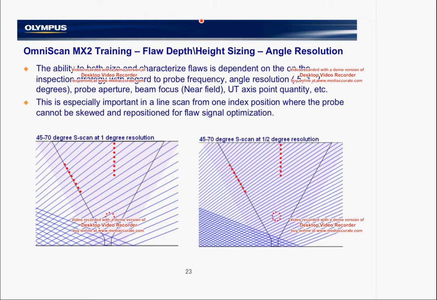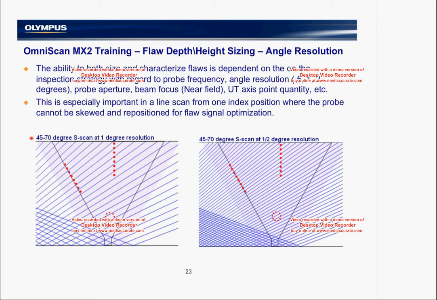Moving into depth and height sizing, this is directly related to the angle resolution. Our ability to define the top and the bottom of the flaw is directly related to the number of A-scans, or the angular resolution that we program in the group. We see two examples here. At a 1 degree resolution, on any weld up to about 25 or 30 millimeters, we would still expect a high precision inspection.